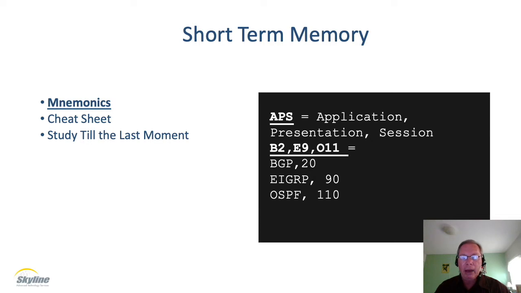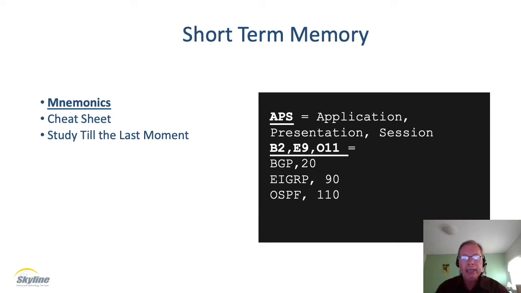Or maybe I'm thinking about the other thing you see here, B2E9011. B2E9011. What's the administrative distance? You see what I mean? The B is for BGP and the administrative distance is 20. EIGRP is 90 and OSPF is 110. So if I remember B2E9011, then when I sit down, I can write it down on the scrap paper they give you. Now I don't have to run this through my head all the time while I'm taking the test.